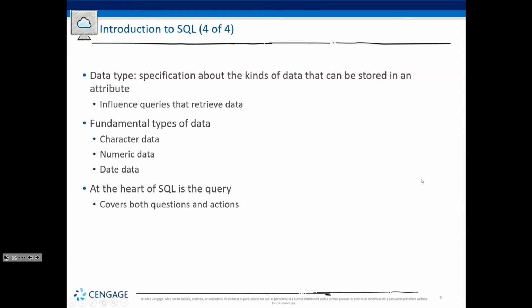If I have a data type of dates, I'm going to be able to run queries that are date sensitive, right? It can run date ranges, things like that. So whatever the data type is going to influence the query. Now we know that we have basic fundamental types of data. Character, strings, right? Numeric data. And then in our database management system, they're considering a date so important that it's a basic type of data.